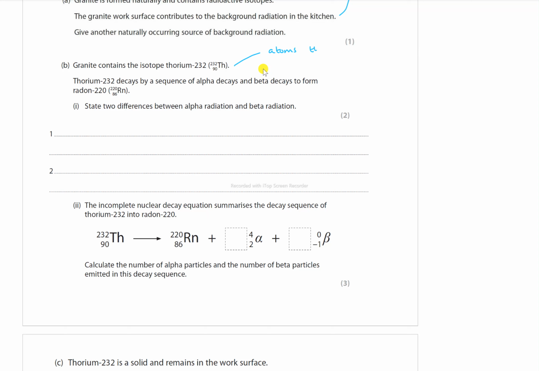Atoms, we're doing the physics definition, that have the same number of protons but different number of neutrons. Right.